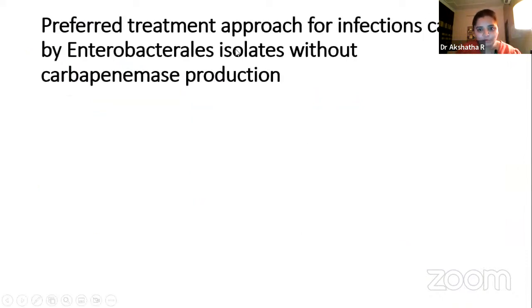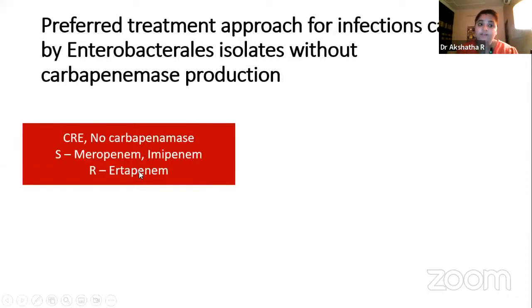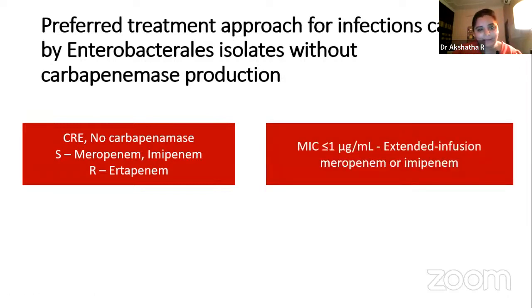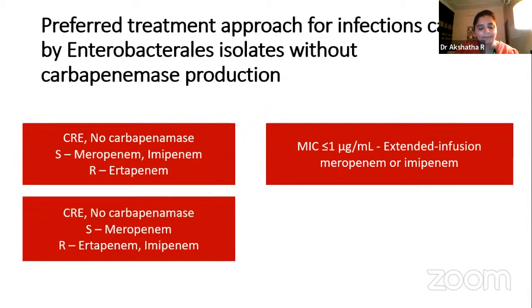What is the preferred approach for treatment of infection of Enterobacterales without carbapenemase production? For this, you need to test for the carbapenemase first. Depending upon the susceptibility, if it is resistant to ertapenem but susceptible to meropenem and imipenem, is it a CRE? Yes. According to the definition, resistance to any one of the carbapenems means it is a CRE. If there is no carbapenemase production and you are seeing such susceptibility, and the MIC is less than or equal to 1, you can use extended infusion meropenem or imipenem.